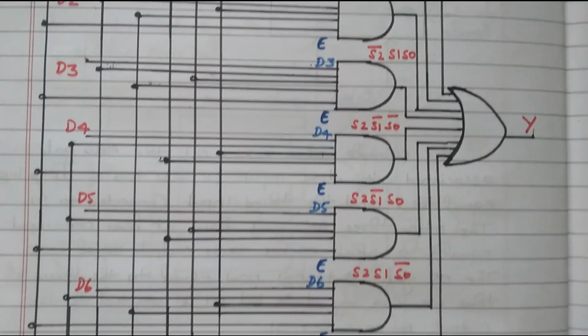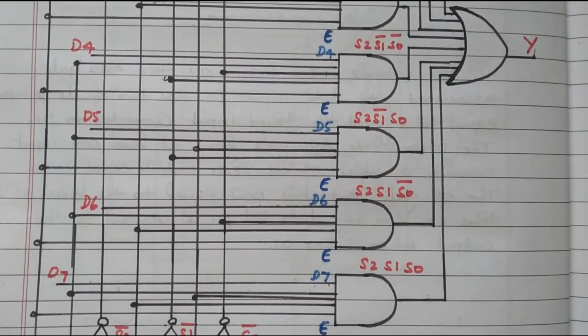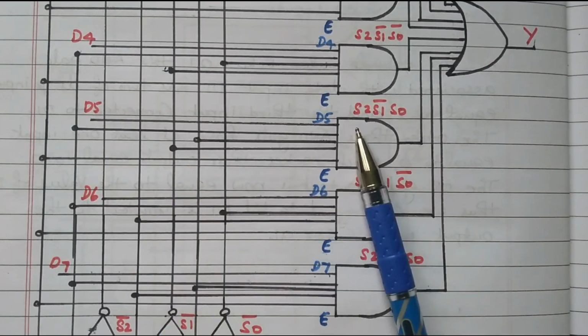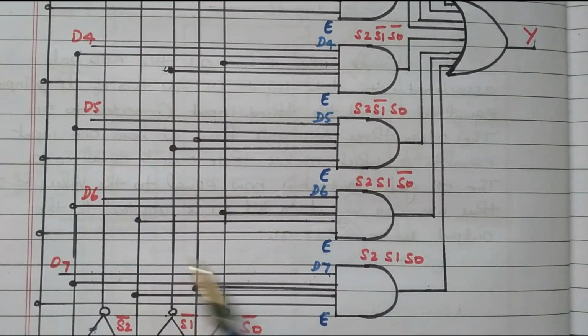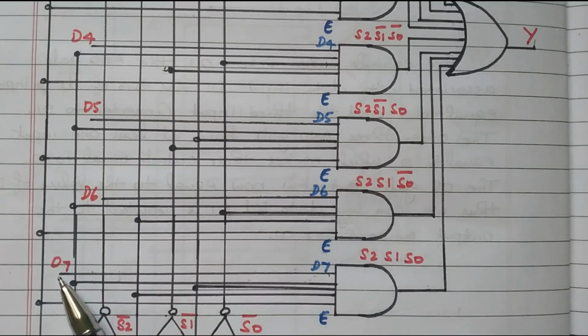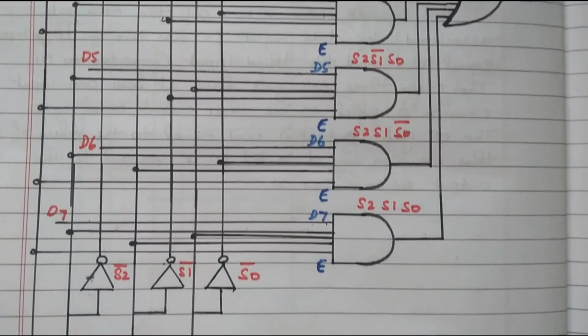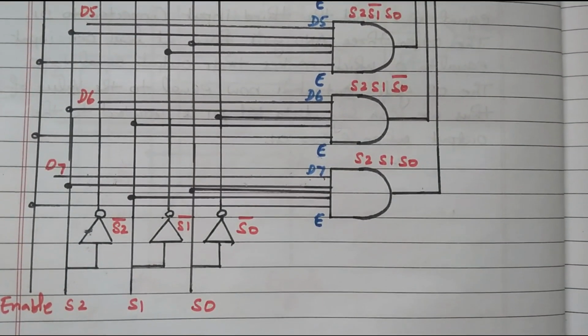Then in the fifth AND gate, D4 is connected. In the sixth AND gate, D5 is connected. In the seventh AND gate, D6 is connected. In the eighth AND gate, D7 is connected. Right. So in these 8 AND gates, all 8 inputs are connected one by one, starting from D0 to D7, and enable is also connected in all the AND gates.